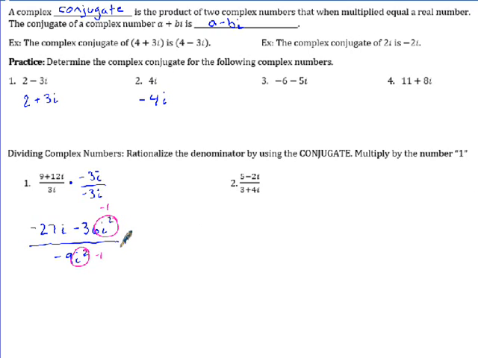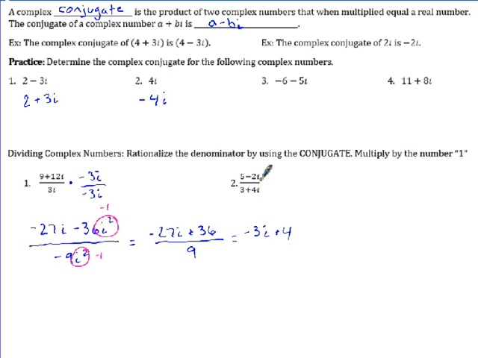So that means that now I have negative 27i, and then negative 36 times negative 1 would be positive 36, over negative 9 times negative 1 would be positive 9. And the last thing I'm going to do is simplify, so everything here can be divided by 9, and I would end up with negative 3i plus 4, over 1, but I don't need to write over 1. So that's the reason for multiplying by the conjugate: it always turns the denominator into a whole number rather than something with i. We can't have i's in the denominator in our final answer.